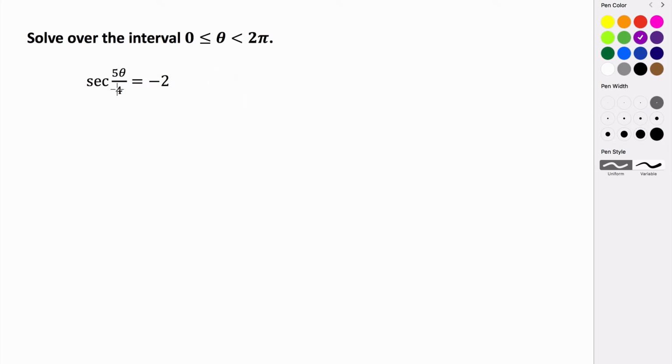So this 5 theta over 4 is going to have an impact on our solutions, but we're going to solve it as if it wasn't there, and then it's going to come into play a little later. In order to solve this, I'm going to first try to solve using the cosine, the reciprocal function. So I'm going to use the cosine of 5 theta over 4 equals -1/2.